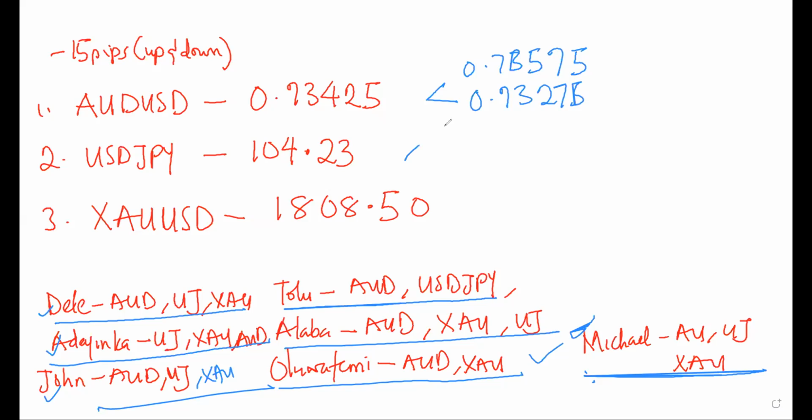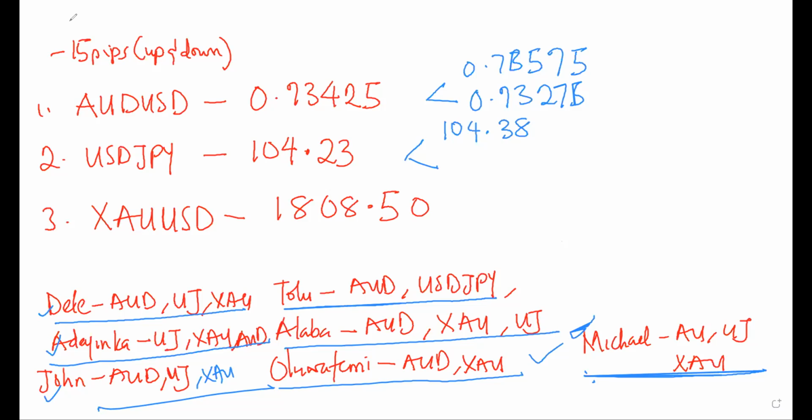UJ, 15 pips up, 104 point what? 38. Sell. So for here, I'm going to do 423 minus 15. No, sorry. Myself, I'm getting confused.